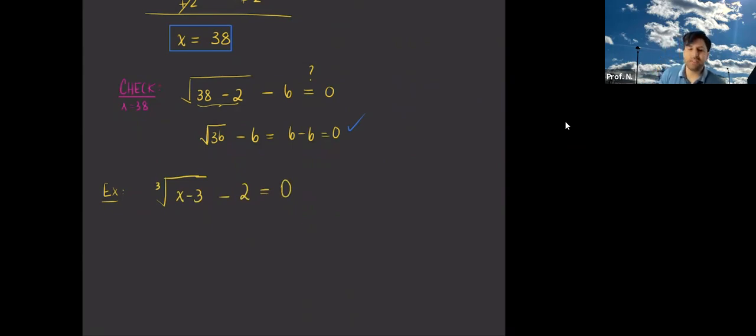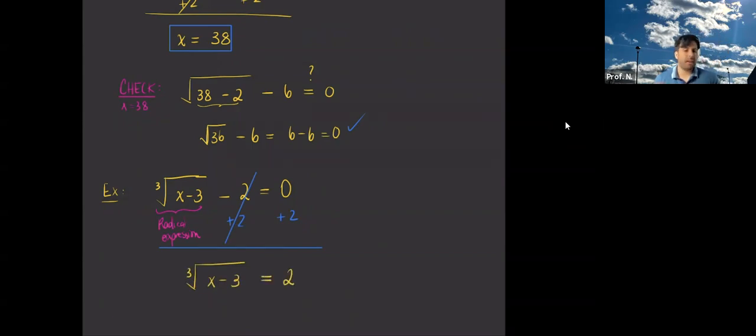So in this case, I still have a radical expression, don't I? This is my radical expression. I still want to get the radical expression alone. I want to isolate it. I don't want the minus 2 to be next to it on the same side of the equation. So I still have to do the same exact step, right? I add 2 on both sides to get rid of the negative 2 on the left side of the equation. And so I get the cube root of x minus 3 equals positive 2.